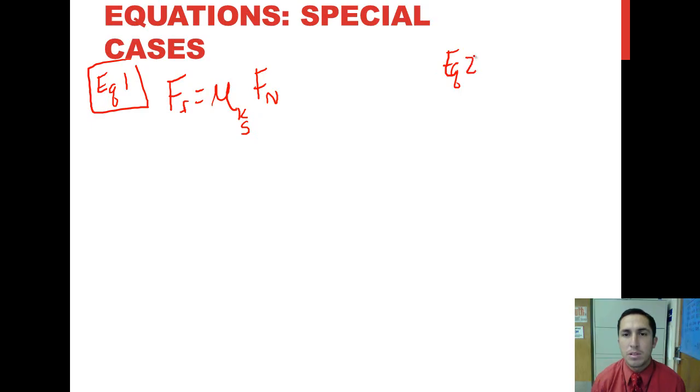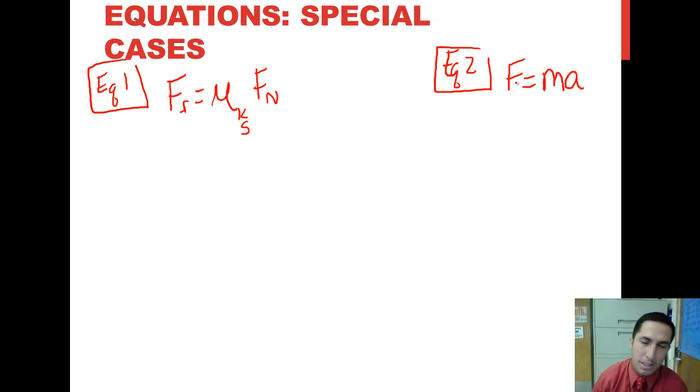Equation 2 is this one. Newton's second law: force is equal to mass times acceleration. It's not really FEMA, but that's how we say it in class. So you have these two equations.